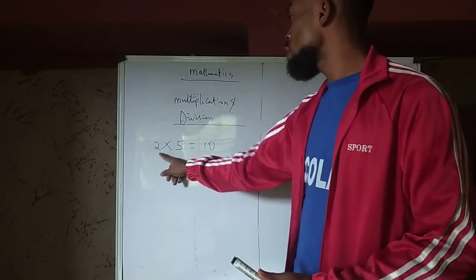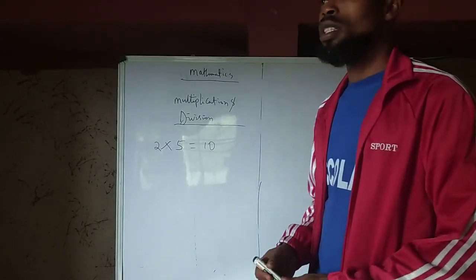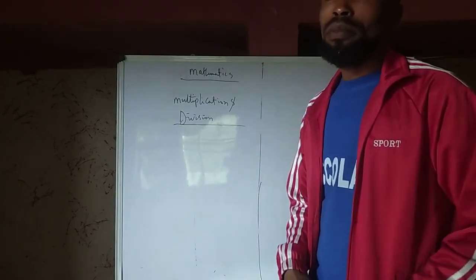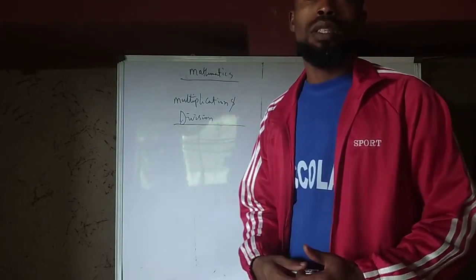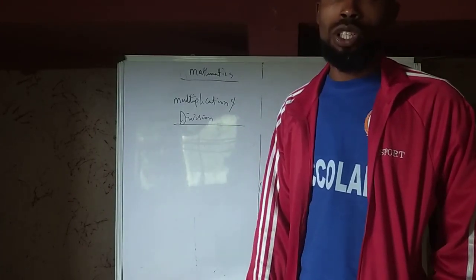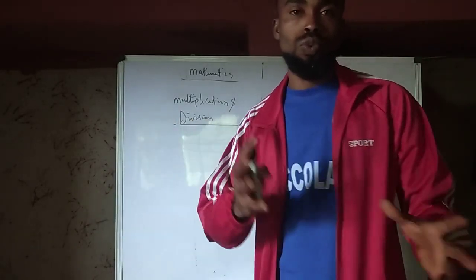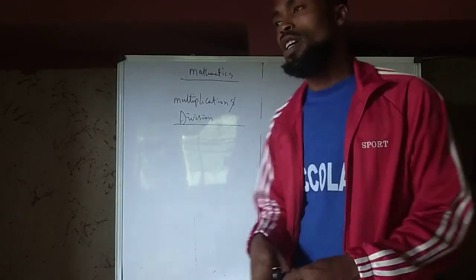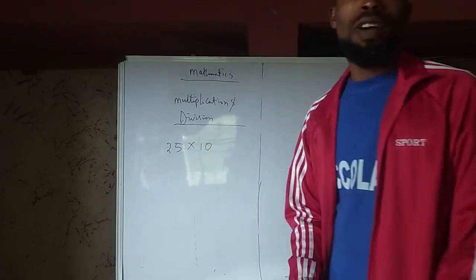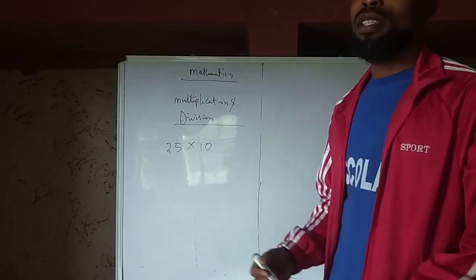Good. So now if you see this kind of multiplication, we are just multiplying a single digit against a single digit. Now what about when we have a bigger digit? Let's say 25 persons have 10 balls each. How many balls would that be altogether? So that would be like 25 times 10, right? 25 times 10. Okay, so how do we now get the answer to this?